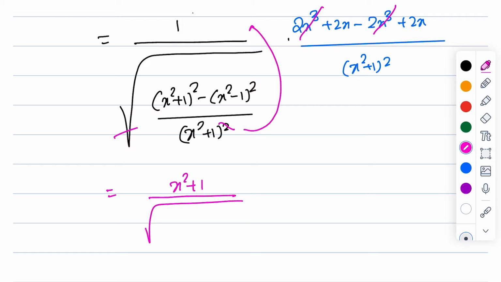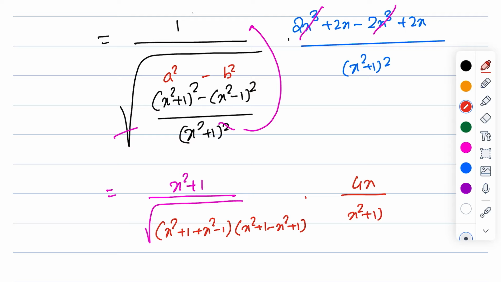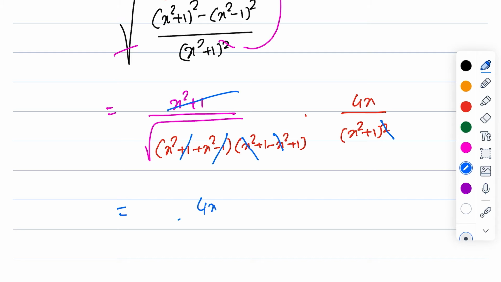Denominator is a square minus b square. A square minus b square can be written, formula is (a plus b) times (a minus b): (x square plus 1 plus x square minus 1) times (x square plus 1 minus x square plus 1), times 4x upon (x square plus 1) whole square. I can cancel one x square plus 1. 1 cancels, x square gets cancelled. I am left over with 4x divided by, this is 2x square and 2, so which is 4x square, and 1 upon x square plus 1.